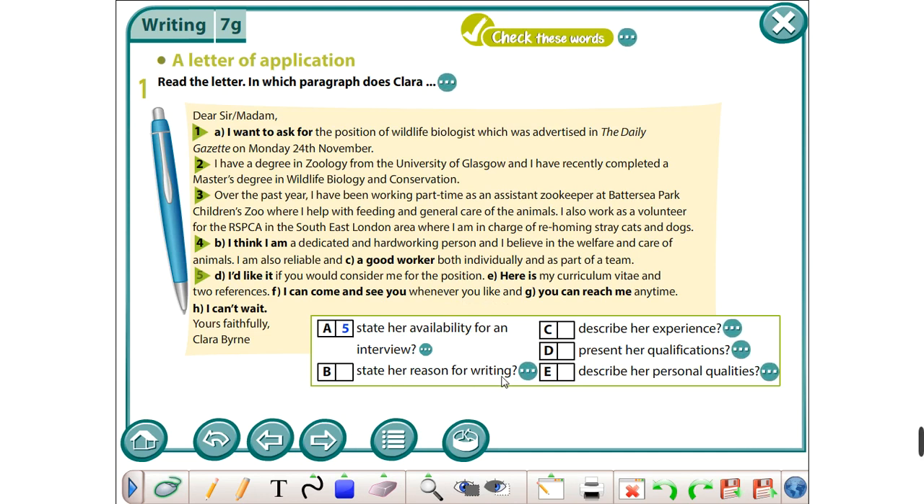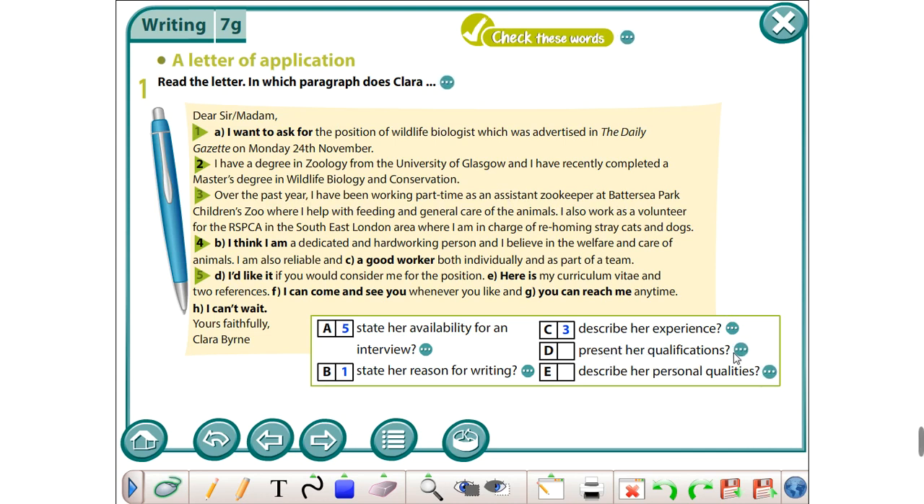State her reasons for writing. In paragraph number 1. So, I want to apply for the position of wildlife biologist. Describe her experience. In paragraph number 3. So here it is, she has been working part-time as an assistant zookeeper, etc.